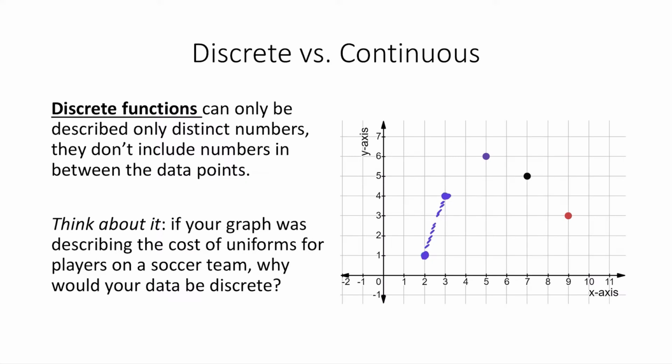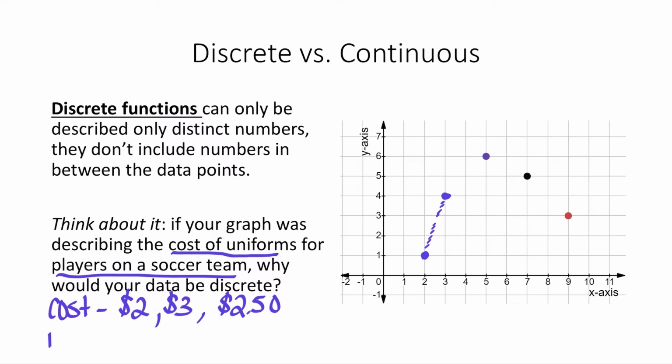So let's think about a real-life application. If your graph was describing the cost of uniforms for players on a soccer team, why would your data be discrete? So the thing to think about here is, would you include numbers and then also the numbers in between? The two variables we have are the cost of uniforms and players on a team. So for cost, you can include cost values like $2 and $3, and you can also include values like $2.50. But if we're talking about the number of players, you can have 5 players, you can have 6 players, but you can't have a number like 7.5, right? You can't have half a player on a team. So that's why your data would be discrete.